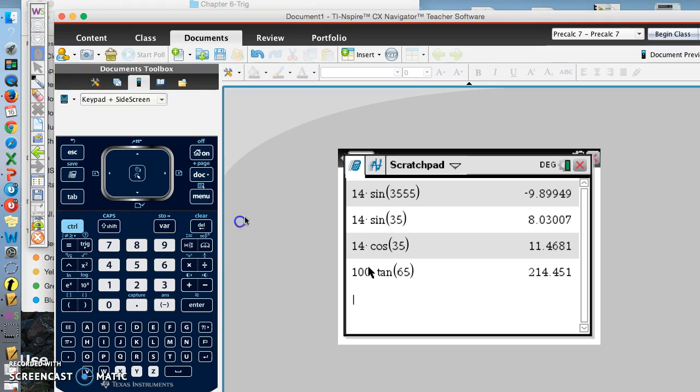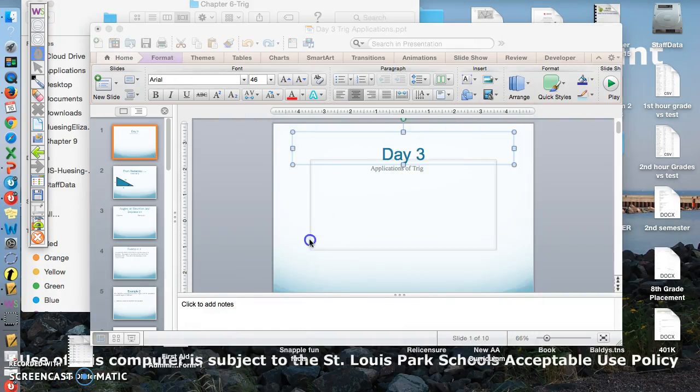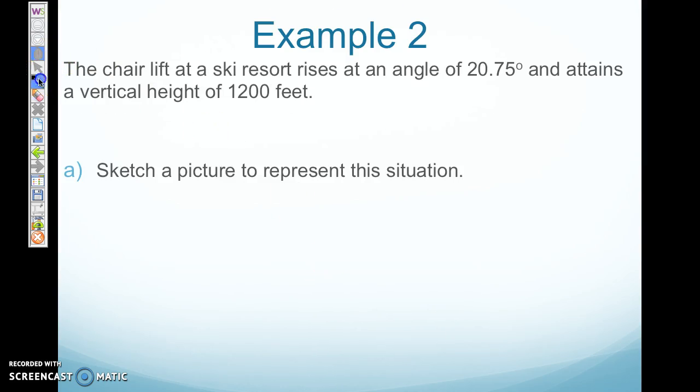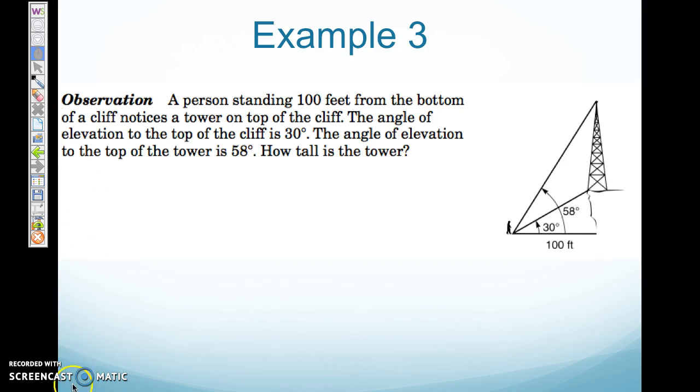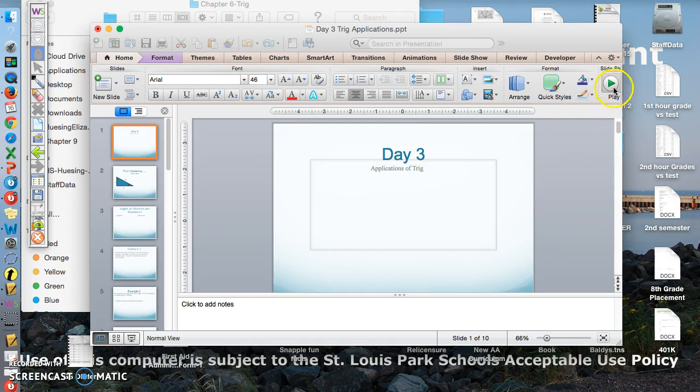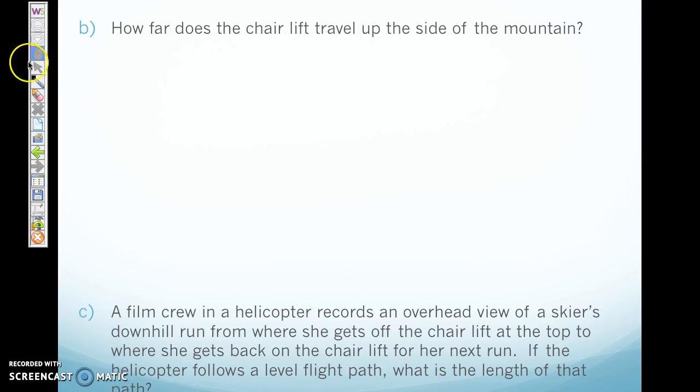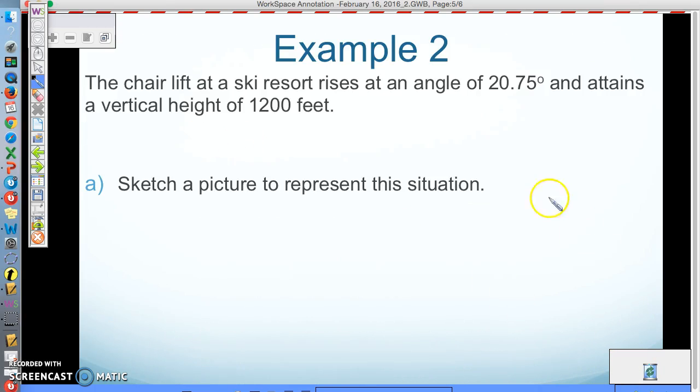All right, so the next one we're going to take a look at. Okay, so this first one, a chairlift at a ski resort rises at an angle of 20.75 degrees. So here's our ski lift going up. It rises at 20.75 and attains a vertical height of 1200 feet. So here's a sketch of the situation.